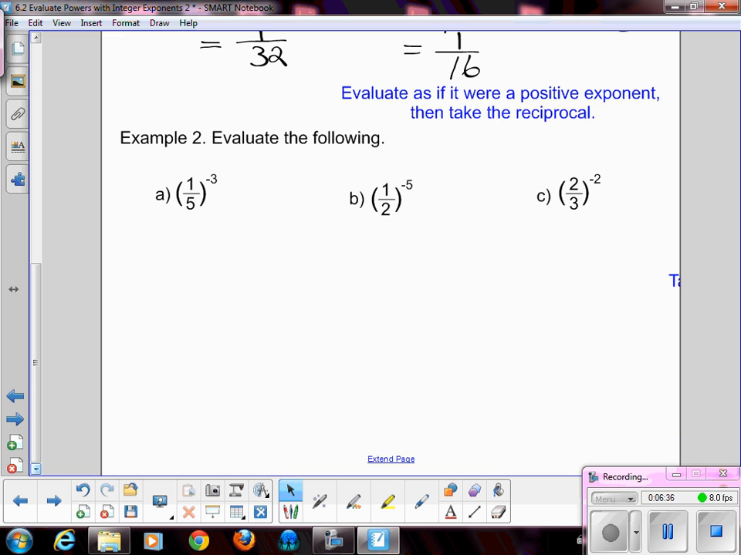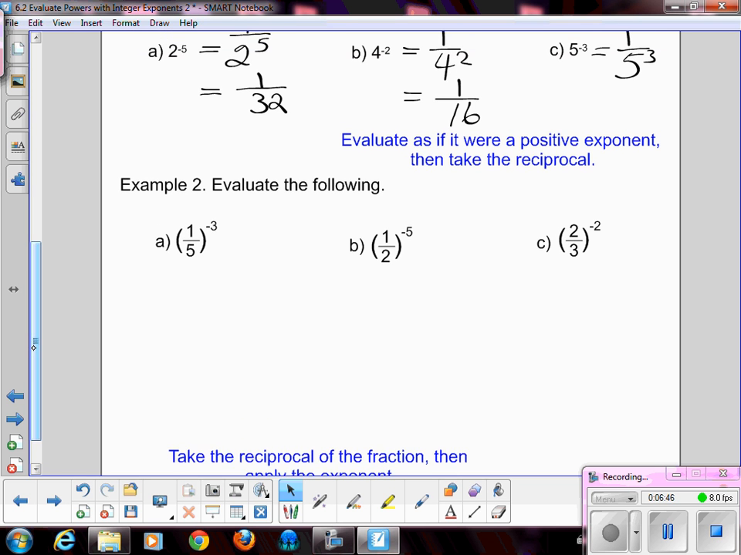Again, I'll give us a little hint here. We're going to take the reciprocal of the fraction, then apply the exponent. First of all, the reciprocal of 1/5 is 5. So if I change this to 5, it's 5 over 1 actually, to the power of positive 3. In order to get rid of that negative exponent, I take the reciprocal of the base. So 5 cubed is the same as 125.